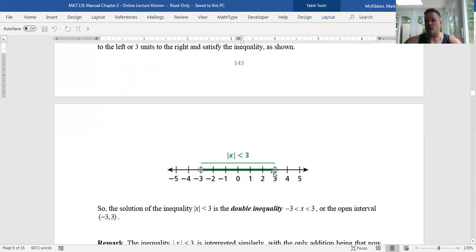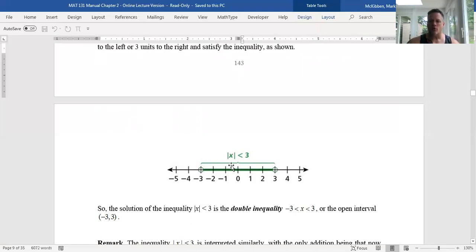So I'm going to put an open hole there on a number line to signify that that does not satisfy the inequality, but everything in between does, right? So I'll shade that in. And now I can do the same thing on the other side, right? I can move 3 units to the left of 0, or just up to 3 units to the left if you want. Everything between 0 and -3, not including -3, works because its absolute value would be less than 3. And so everything between -3 and 3 would be a solution to this inequality.